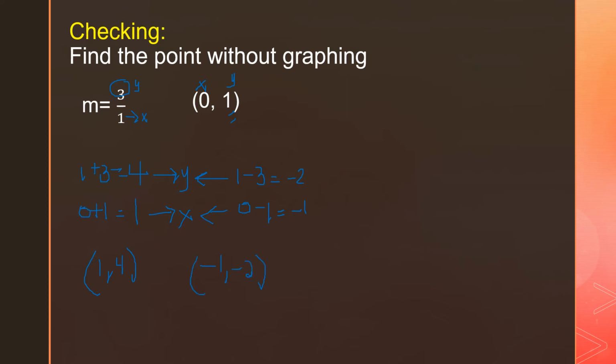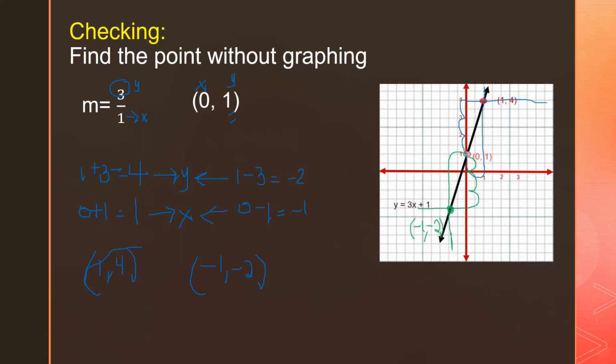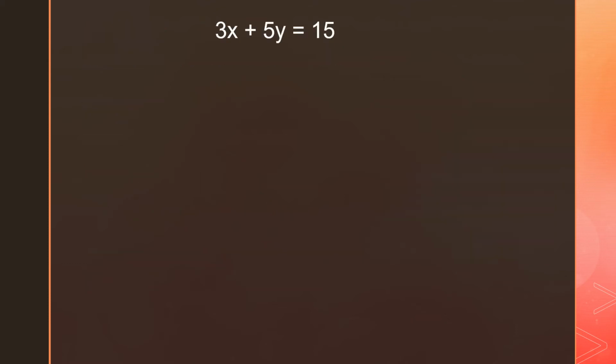Let us check that from our previous graph. We have 1, 4. So this is the point 1, 4. And we have negative 1, negative 2. And it is here. Next example, 3x plus 5y equals 15. Is this written in the slope-intercept form?